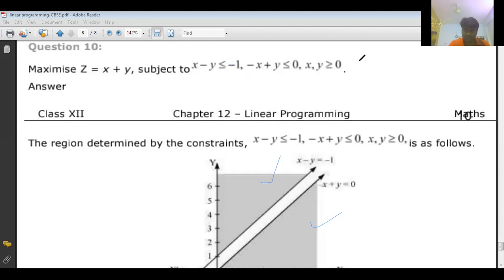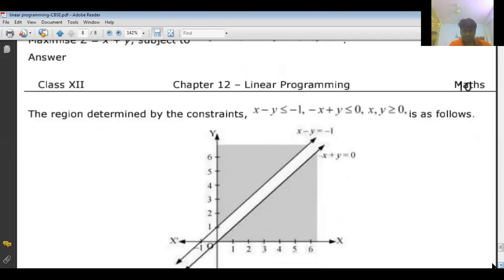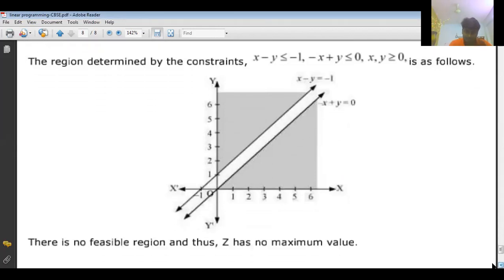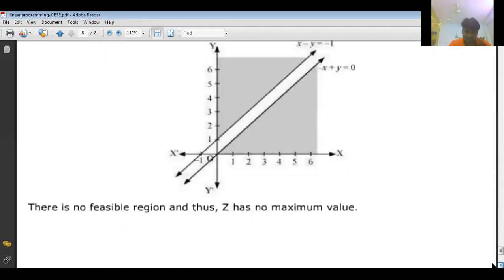If you observe, this is also one different model. So here also the region is unbounded and unbounded at the same time, and those are not going to have a common region. So there is no feasible region, therefore z has no maximum value. So these are of different models. Hope you can understand.